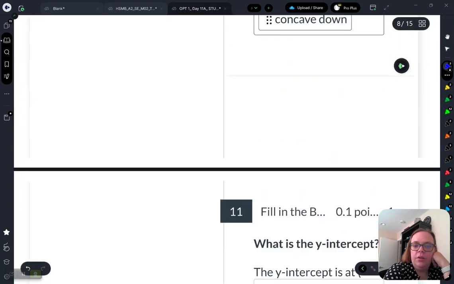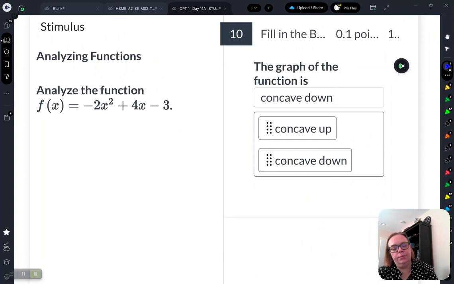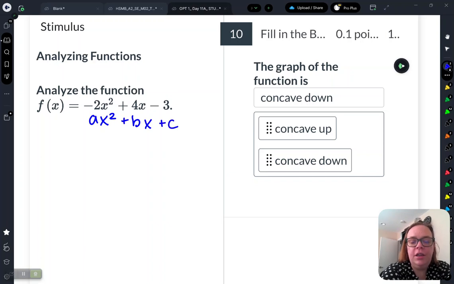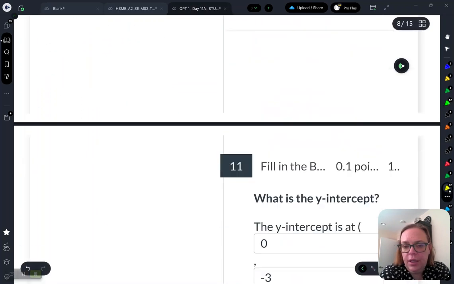So if we look at this standard form. Again, standard form is ax squared plus bx plus c. You're going to recognize that standard form does not have any parentheses at all. Okay, so concavity is determined by a. It's negative, so it's going to be concave down. Easy.